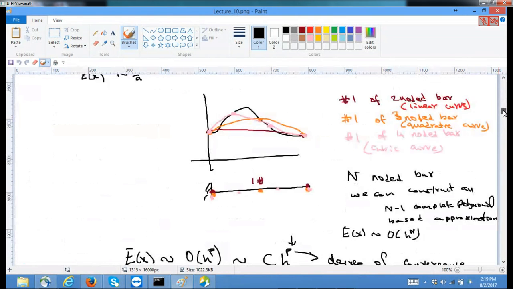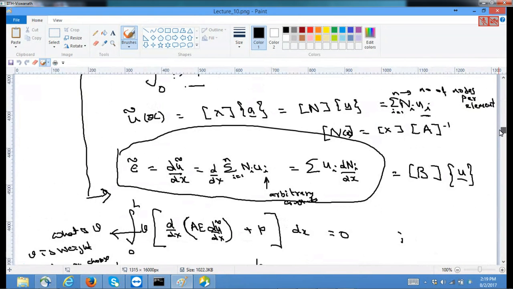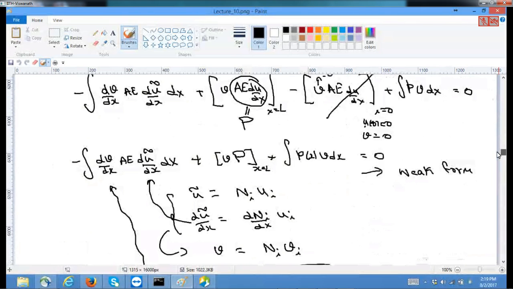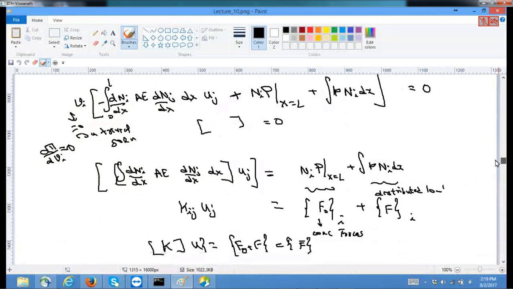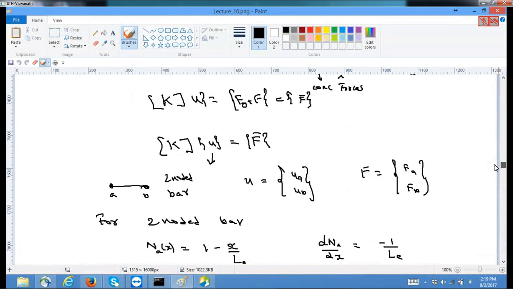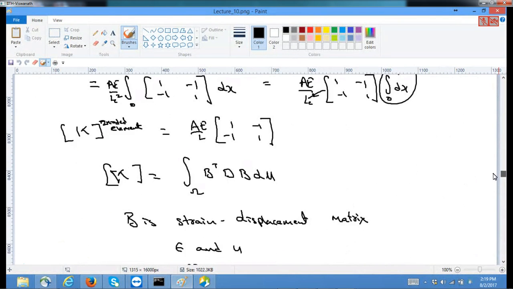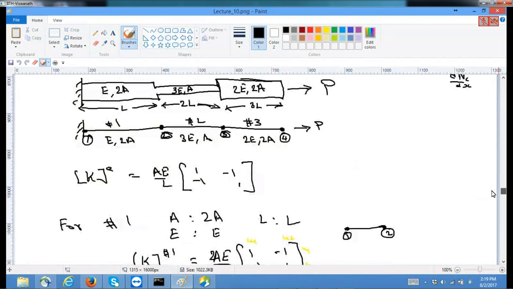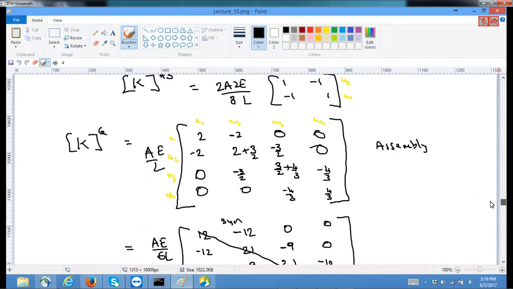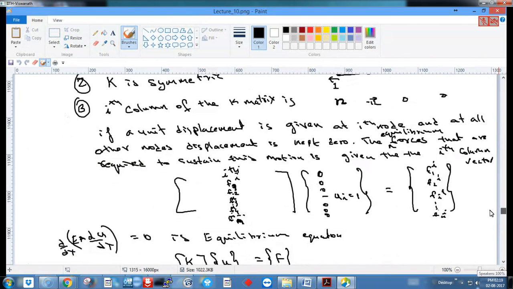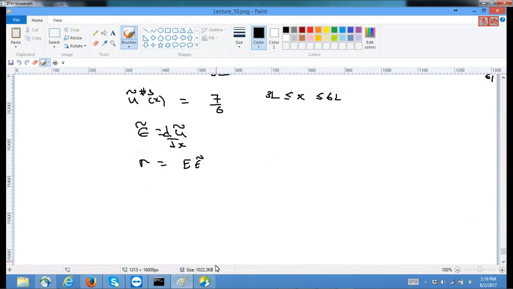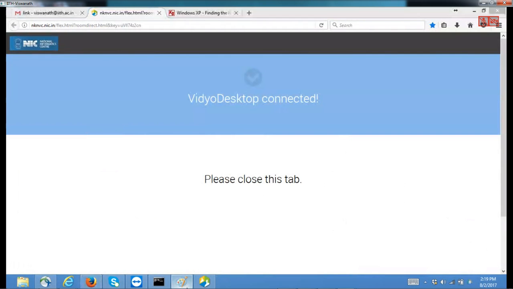Of a bar, and we derived the stiffness matrix using the Galerkin method. Then we showed how the K matrix looks for a two noded element, and using that K matrix we solved an example, and we also talked about the properties of K. This is a brief description of what we did in the previous class. So let me review it again.